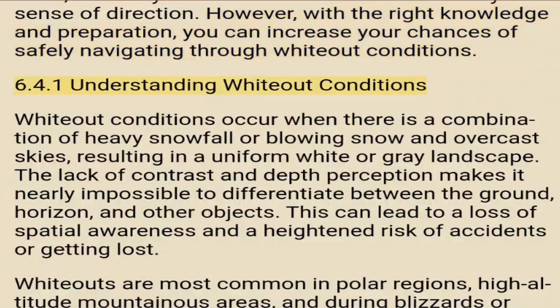6.4.1 Understanding whiteout conditions. Whiteout conditions occur when there is a combination of heavy snowfall or blowing snow and overcast skies, resulting in a uniform white or gray landscape. The lack of contrast and depth perception makes it nearly impossible to differentiate between the ground, horizon, and other objects. This can lead to a loss of spatial awareness and a heightened risk of accidents or getting lost.